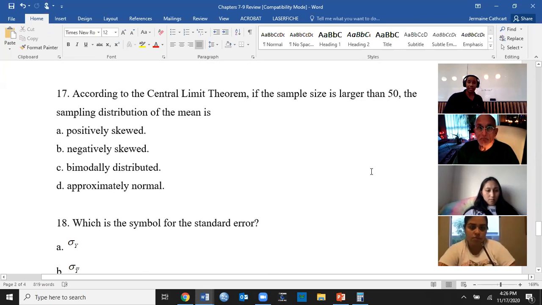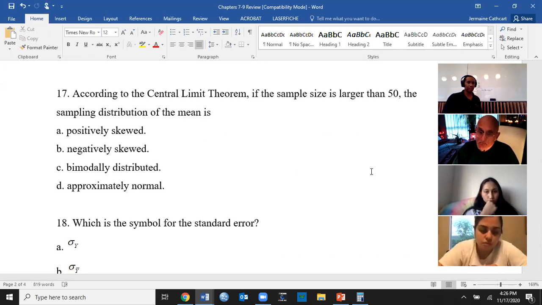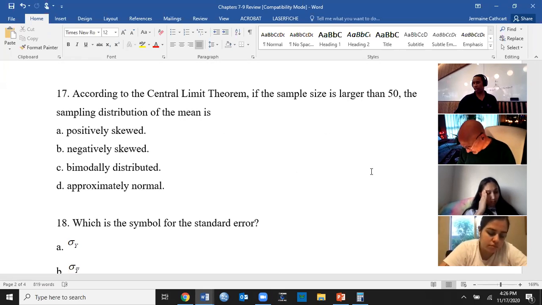All right, 17, according to the central limit theorem, if the sample size is larger than 50, the sampling distribution of the mean is what? Approximately normal. Good, so it's approximately normal.